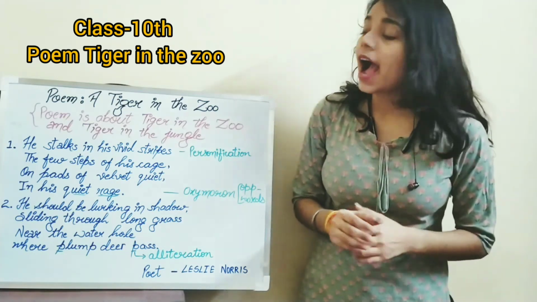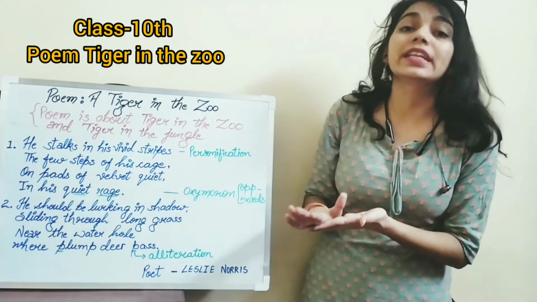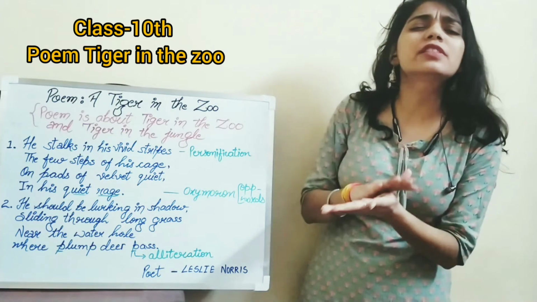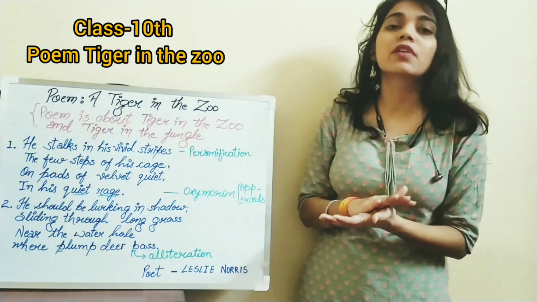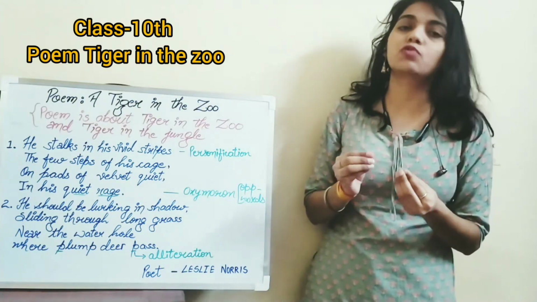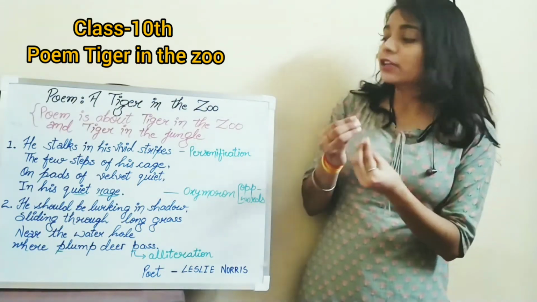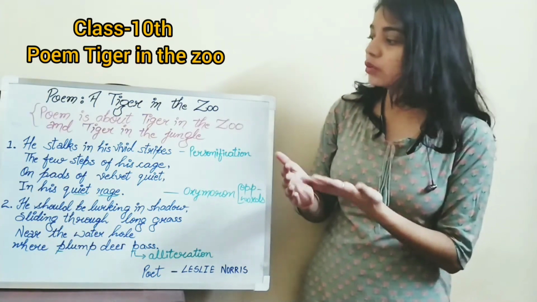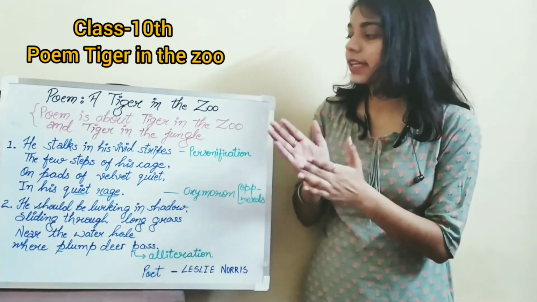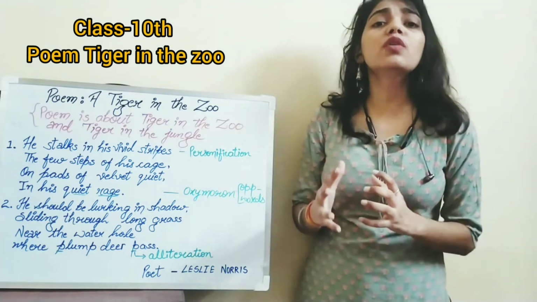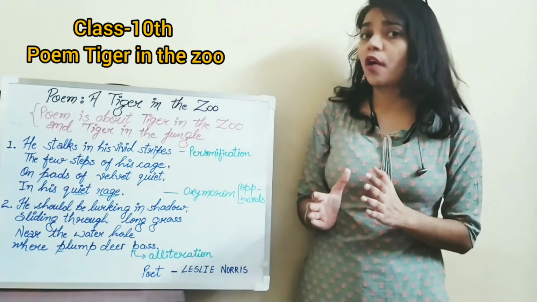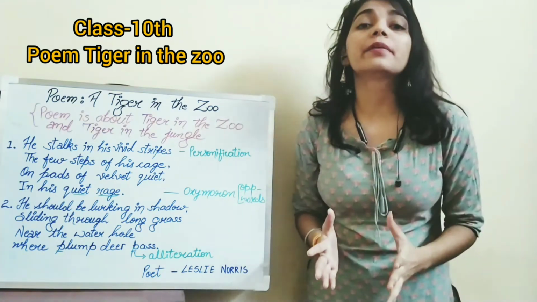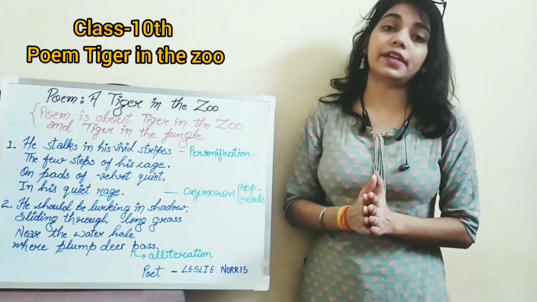And pads of velvet quiet, pads are the feet, and his feet are so soft that they are not making a noise, it's very quiet. And velvet is a cloth, so it's compared to a velvet cloth. On pads of velvet quiet, in his quiet rage. So as his feet are not making such noise, but inside him there is a lot of anger. He's quiet, but there is a lot of anger present inside him.